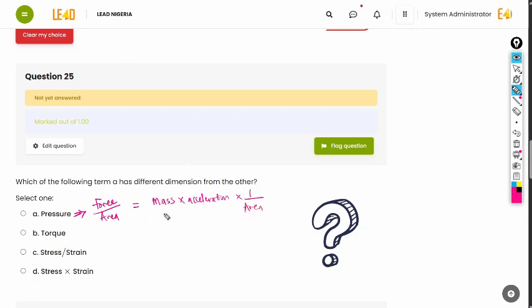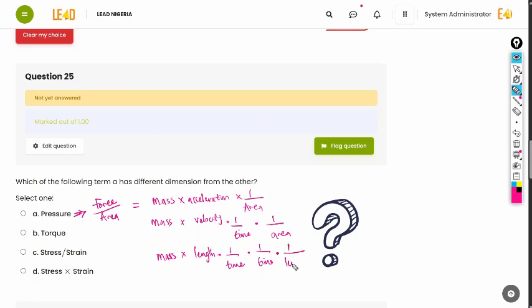So mass times acceleration. Acceleration is velocity over time, so velocity times 1 over time, then times 1 over area. So this will be mass times, now velocity is distance over time, so I'll just say length, times 1 over time, times 1 over time, then area is 1 over length squared.